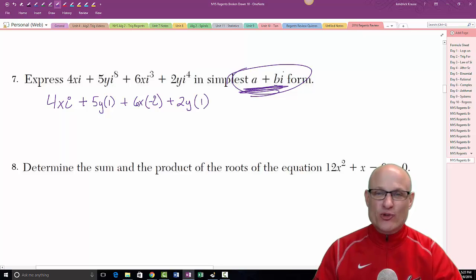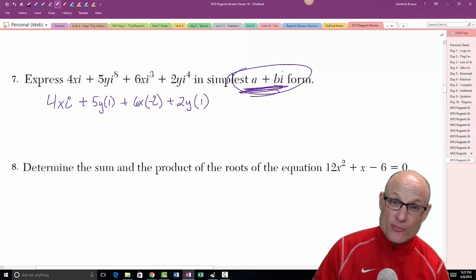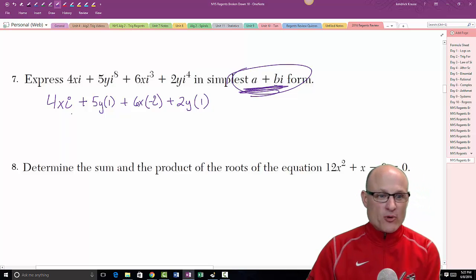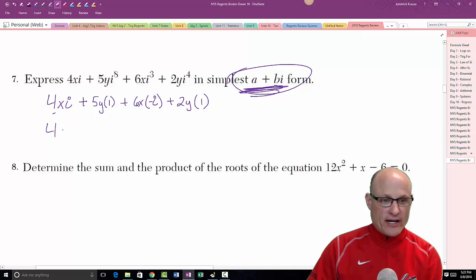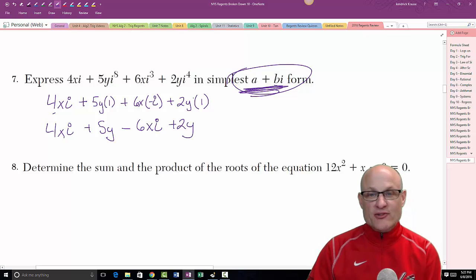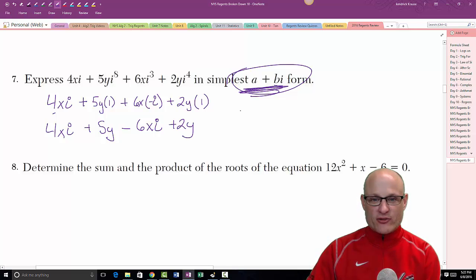Notice every time I substituted in for the i, I did so using parentheses. It's very important. So this is just 4xi, plus 5y, minus 6xi, and plus 2y. Now, since the thing without the i has to come first, we're going to put the y's together. So we get 7y minus 2xi.